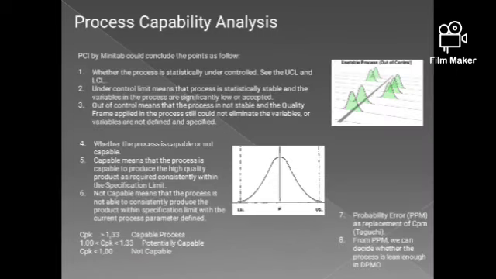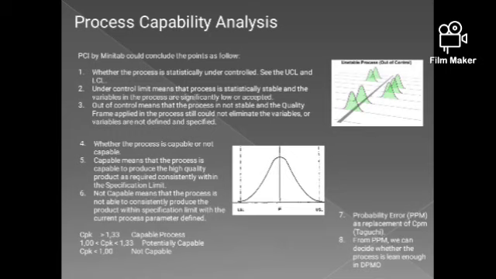So, the points of view to be delivered are that PCI by Minitab could conclude the points as follows. 1. Whether the process is statistically under control. See the UCL and LCL. 2. Under control limit means that the process is statistically stable and the variables in the process are significantly low or accepted. 3. Out of control means that the process is not stable and the quality framework applied in the process still could not eliminate the variables, or variables are not defined and specified. 4. Whether the process is capable or not capable. 5. Capable means that the process is capable of producing the high-quality product as required consistently within the specification limit. 6. Not capable means that the process is not able to consistently produce high-quality product with the current process parameters defined.